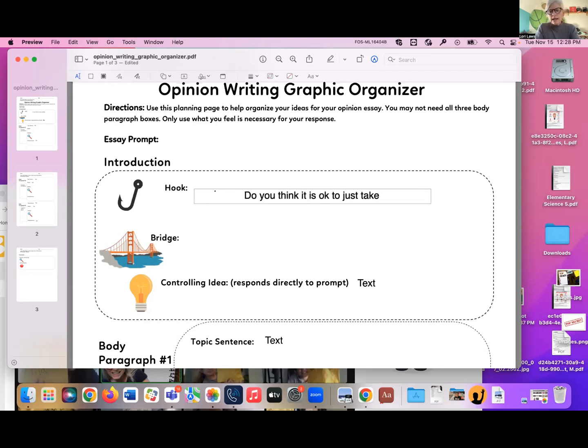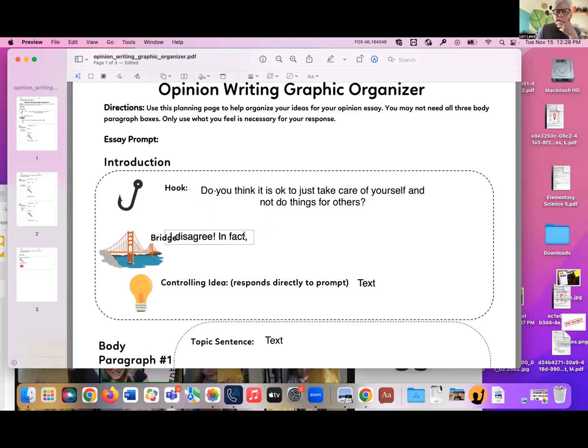To just take care of yourself and not do things for others. So if that's your question, then your bridge becomes the thing that's going to lead into your topic, which is you think it's important to help others. You might say, I disagree. I disagree. In fact, comma, and then you'd lead into your controlling topic.